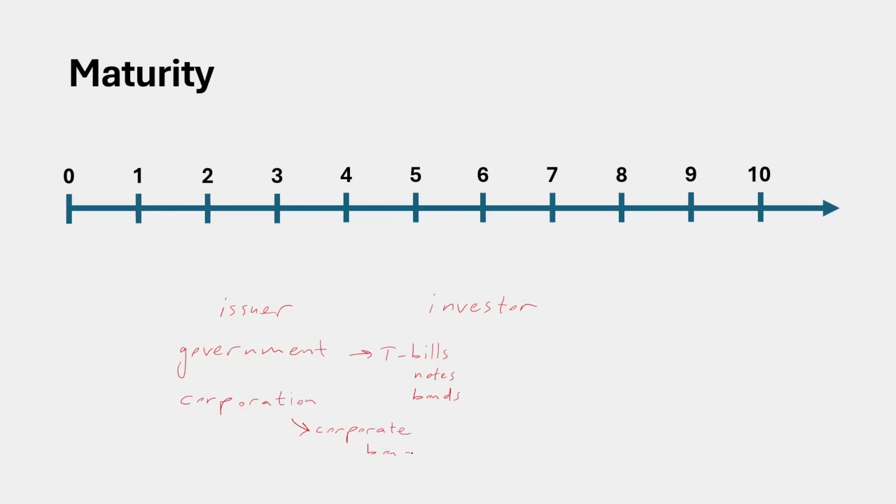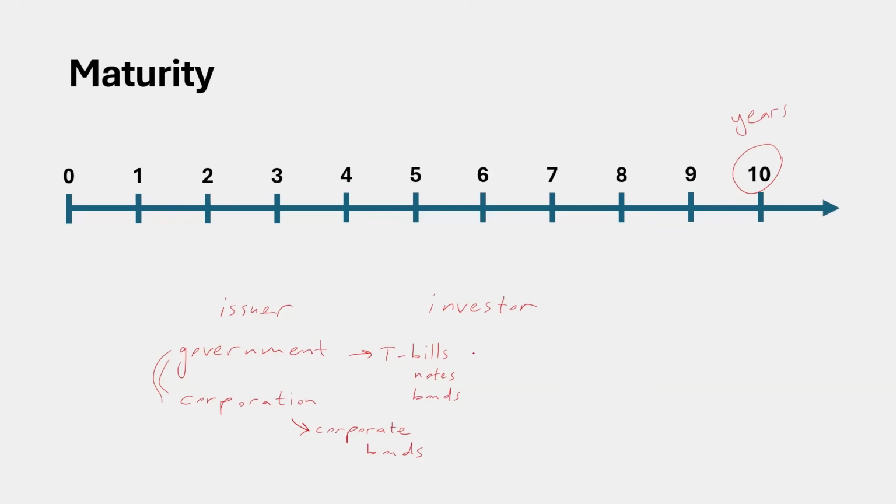And the way it works is that this is a mechanism for governments and corporations to raise money from investors. And each bond has a specific term. This is called the maturity. So for example, in this case, we have 10 periods, so it could be 10 years. So at the end of this period, the bond ceases to exist, and this is the point. Basically, the borrowed amount needs to be returned to the investor. We'll come to this in the next slide as the face value.